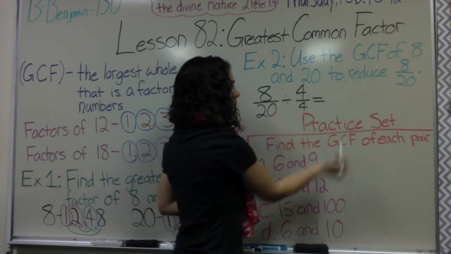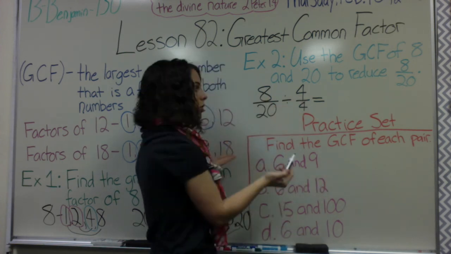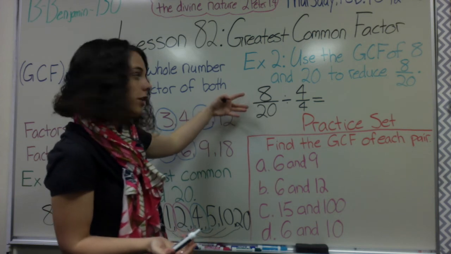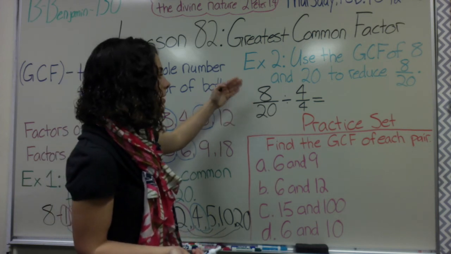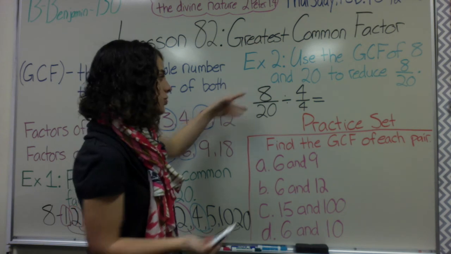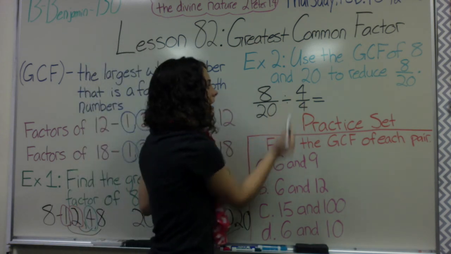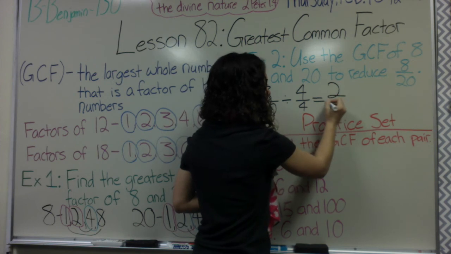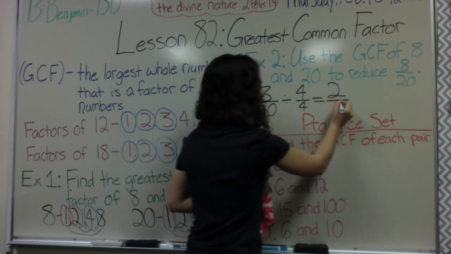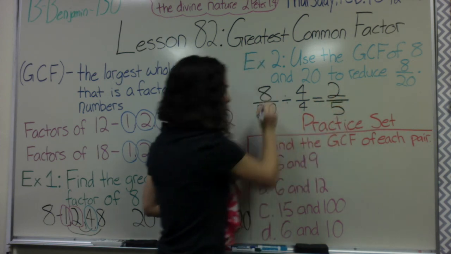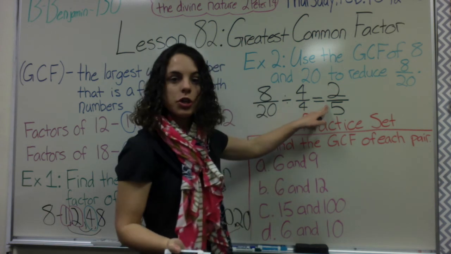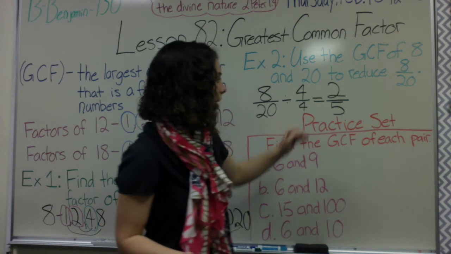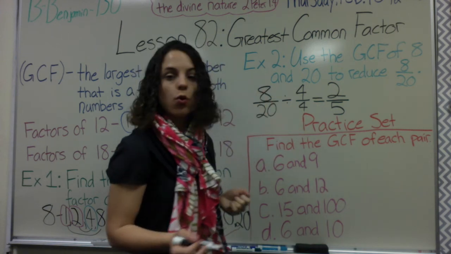8 divided by 4, at least when I'm reducing, we divide straight across. Those of you in Math Olympics have already learned how to divide fractions, but when we reduce and I'm just dividing by 1, then I can go straight across. 8 divided by 4 is 2. 20 divided by 4 is 5. So 8 twentieths equals 2 fifths. That's how I use my greatest common factor of 8 and 20 in order to reduce.